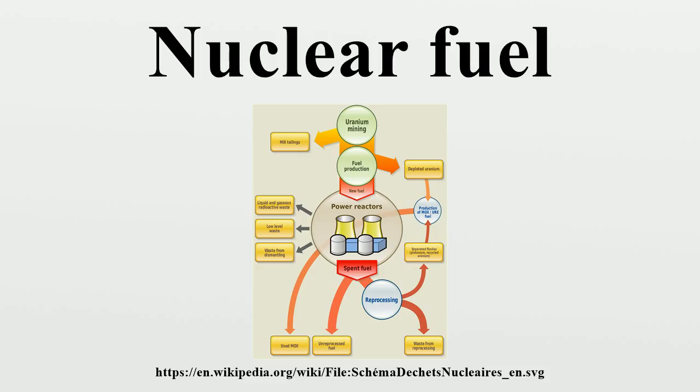This makes possible a self-sustaining chain reaction that releases energy with a controlled rate in a nuclear reactor or with a very rapid, uncontrolled rate in a nuclear weapon. The most common fissile nuclear fuels are uranium-235 and plutonium-239. The actions of mining, refining, purifying, using, and ultimately disposing of nuclear fuel together make up the nuclear fuel cycle.